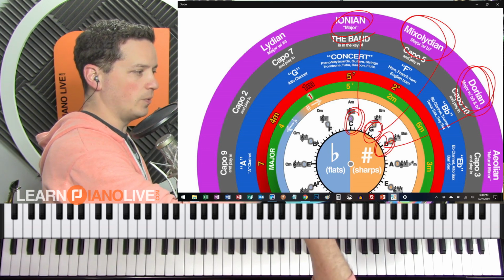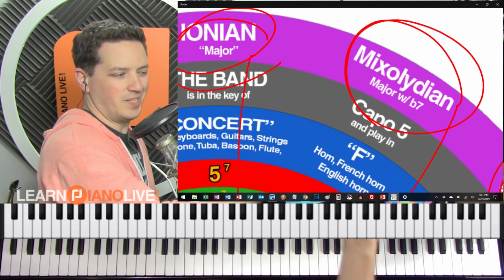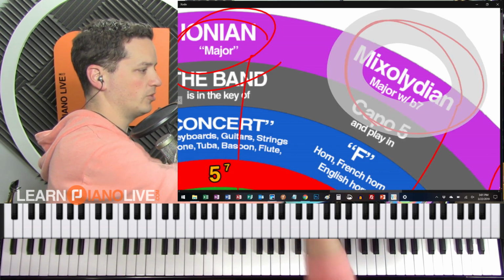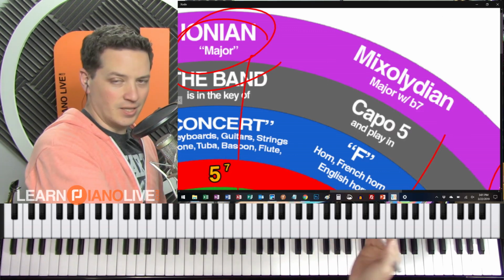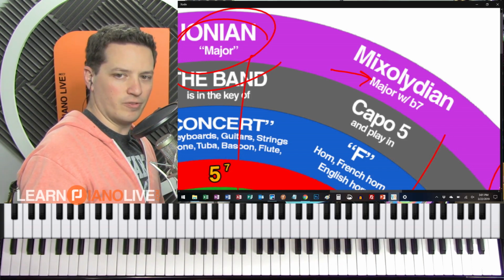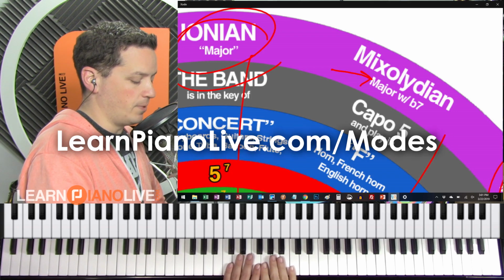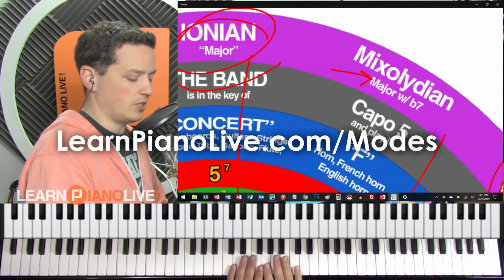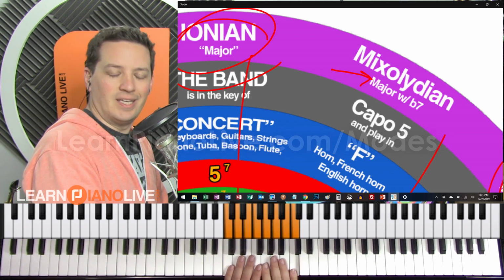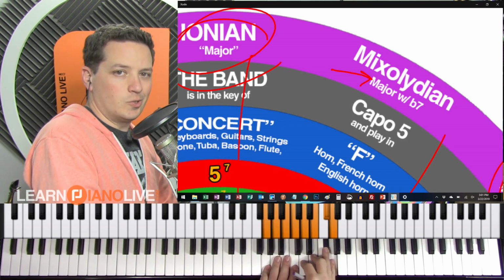I also included here some of the directions for these modes because I know it's just really hard to remember. So, for example, Mixolydian is the same thing as a major key but with a flat 7. So let me show you that real quick. Again, this isn't the modes workshop, but just to show you what the instructions on this particular tool mean, this is the key of C. This is the key of G. Those are almost the same.